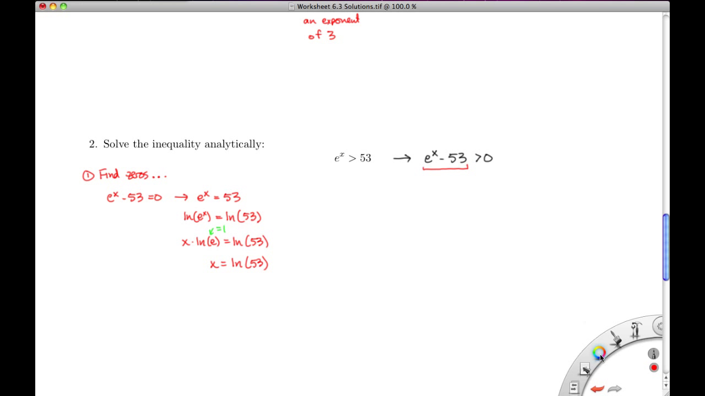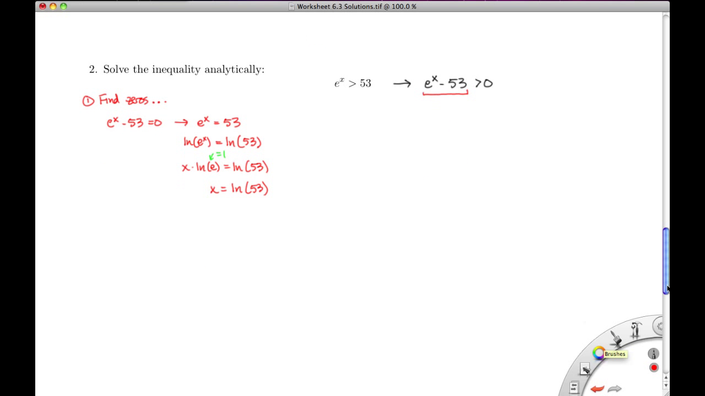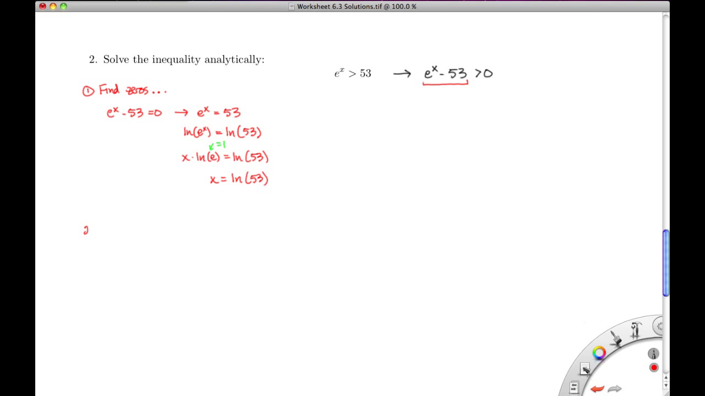The next step is to set up a sign diagram. So in step 2, we set up a sign diagram. This is what we're getting used to doing for inequalities now. The only point we have to put on this sign diagram is this 0 that we found here. Depending on the inequality, you may have more than one 0, more than one critical number, but in this case this is the only thing that we have to put down.